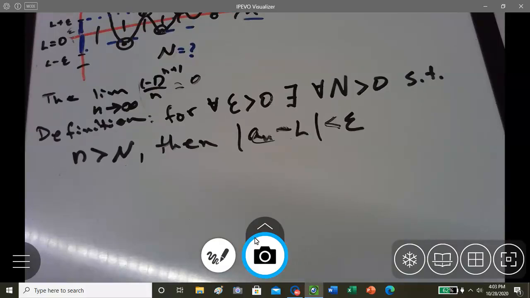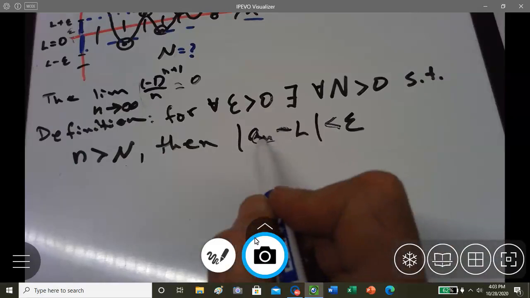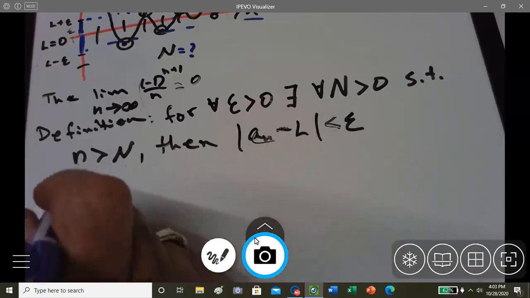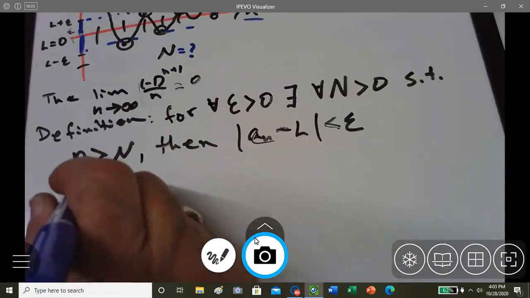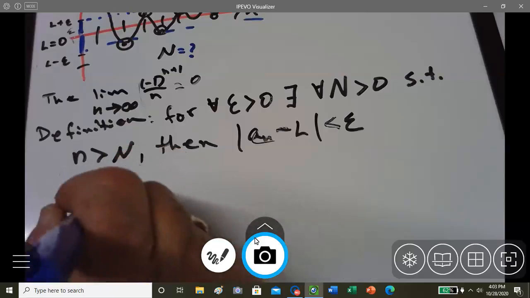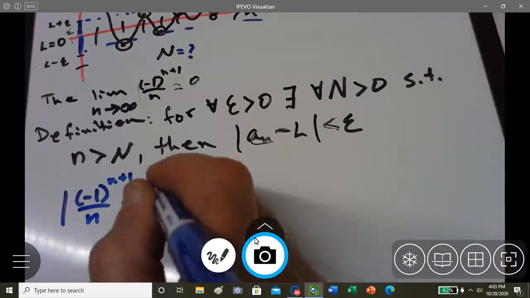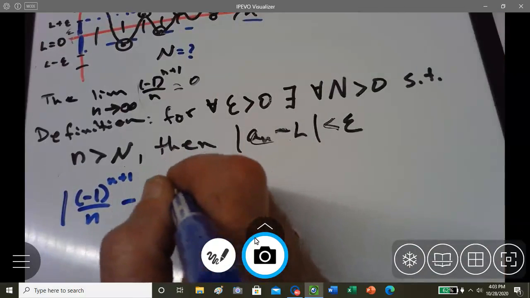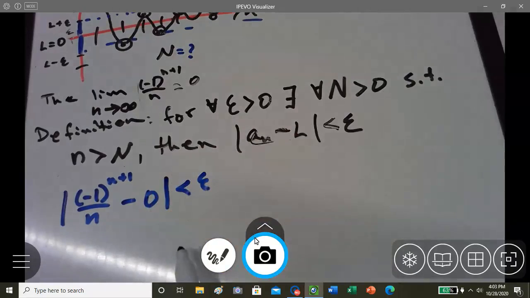So basically, we start with this a_n minus L. Instead of f(x) minus L, we're using a_n minus L. And we said that a_n minus L is (-1)^(n+1) over n minus our limit, which is 0. And we're saying that has to be less than epsilon. Okay, so that's what we're working with here.